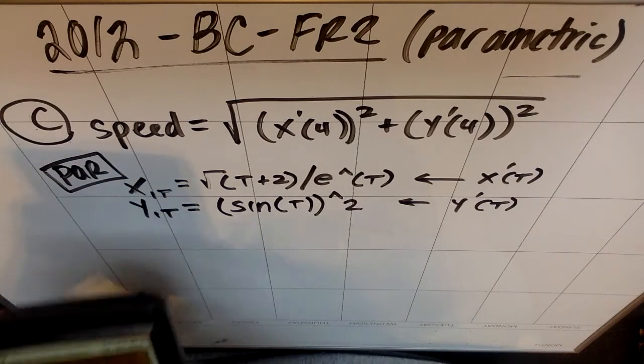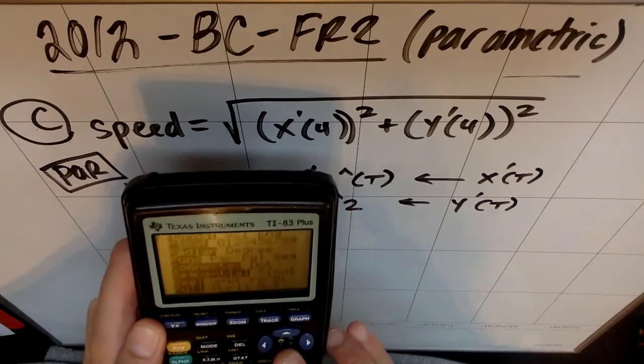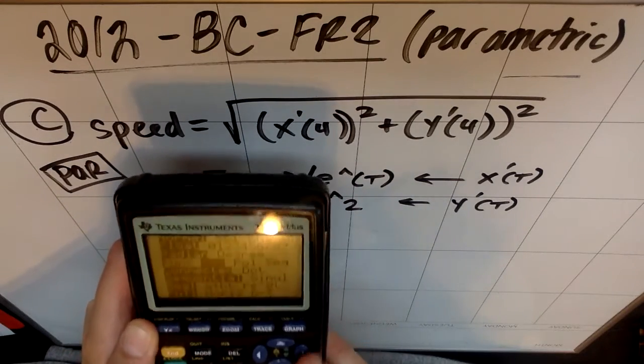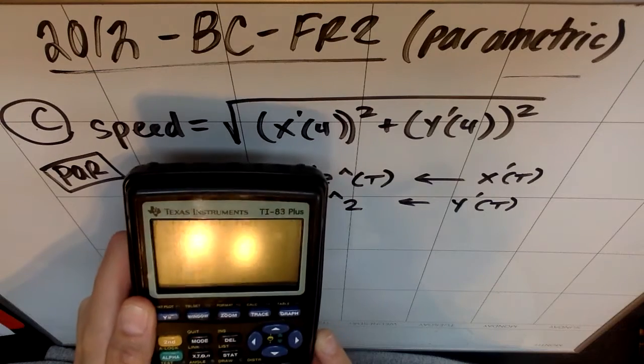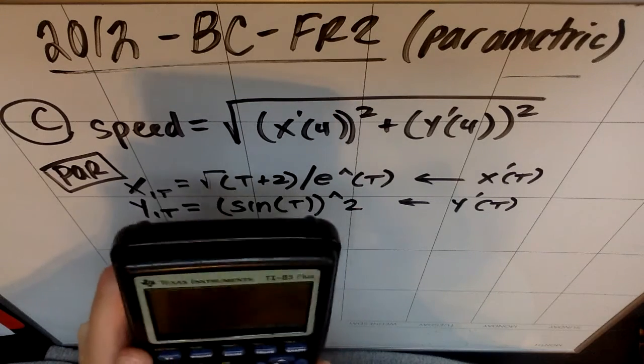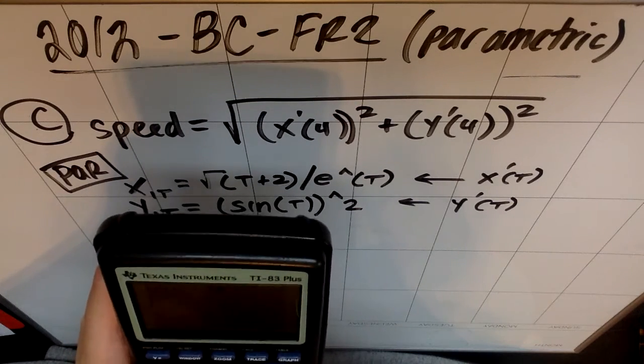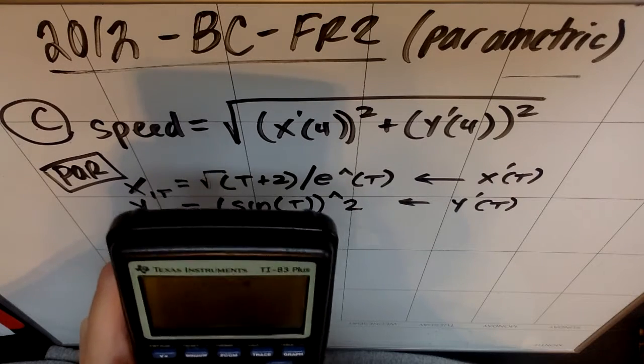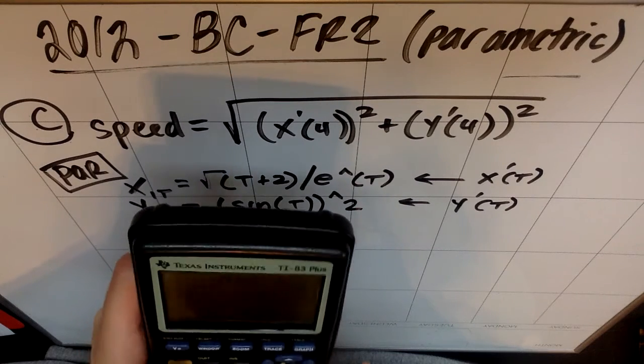If you go to mode, make sure you're still in radian mode, but you switch to pair from function, and then you go to your y equals, and you can actually type in what these functions are, and that's fine. And there is an advantage to doing this, and I'm going to show you what the advantage is when we get to part D.